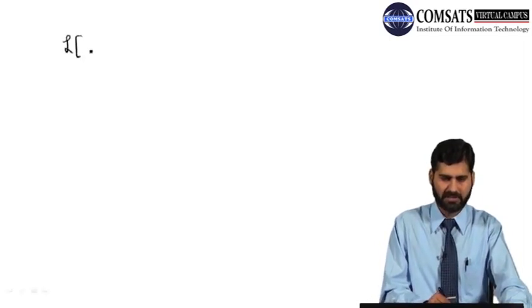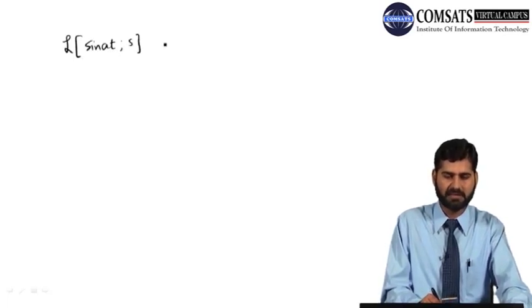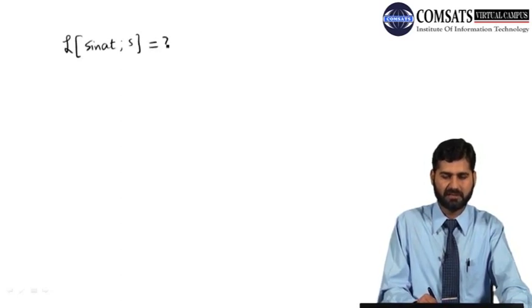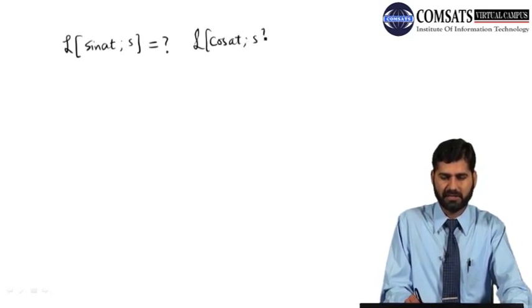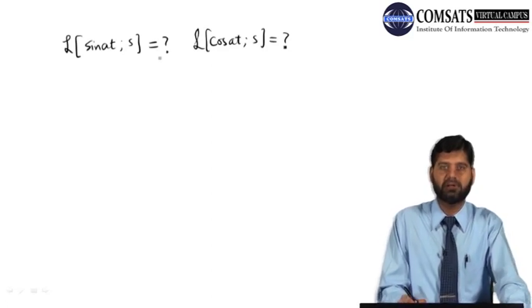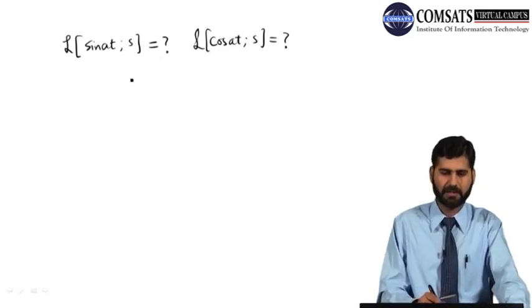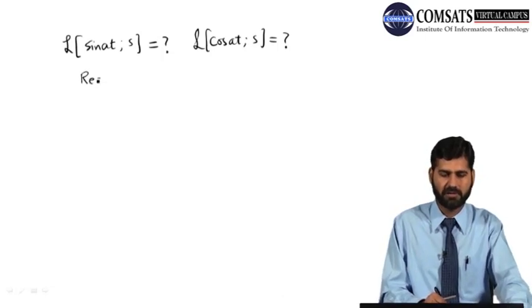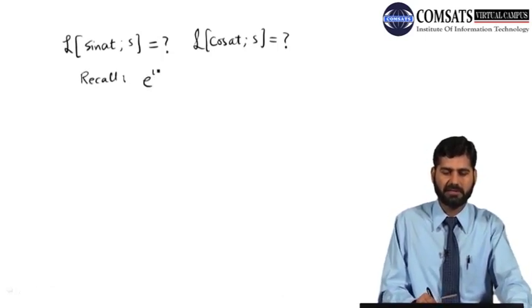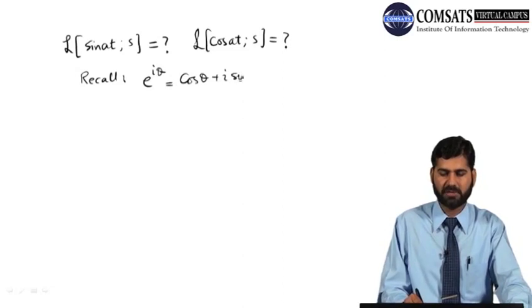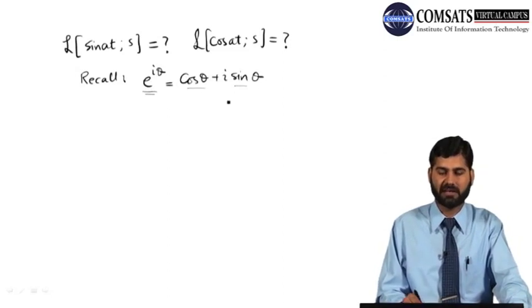Alright, so Laplace transform of sine at s, and Laplace transform of cosine at s. Let's find out these two transforms. These two transforms can be obtained by, if you recall, Euler's formula: e to the iota theta is cosine theta plus iota sine theta. So if I find the Laplace transform of this thing, I will get the Laplace transform of these two simultaneously. Alright?